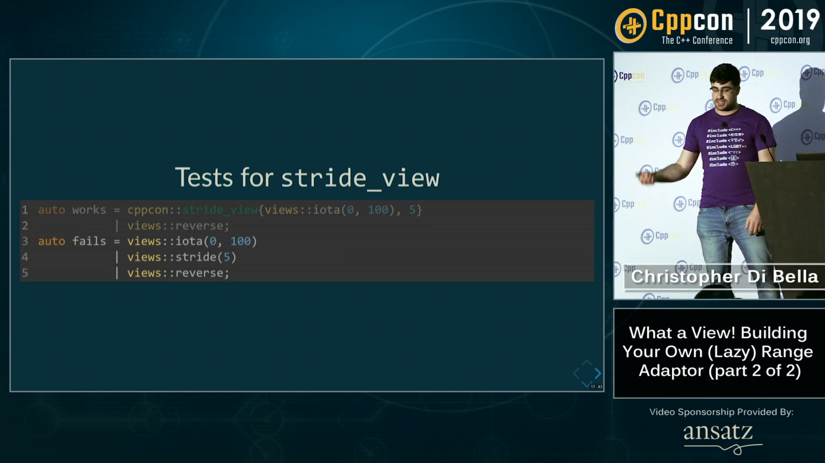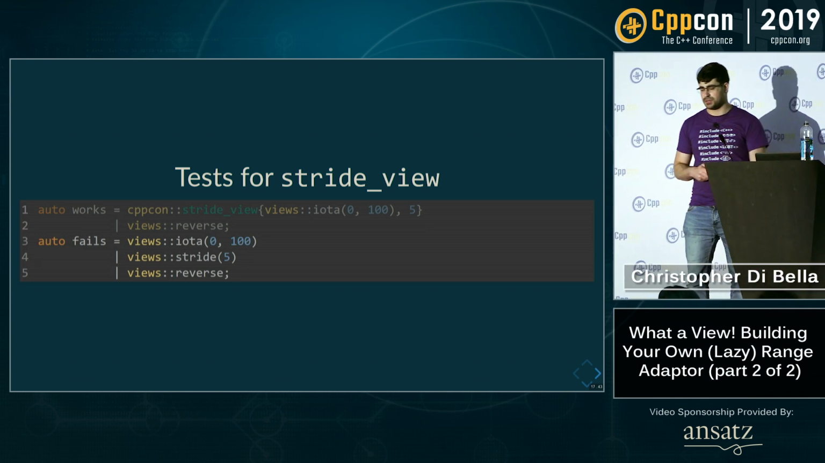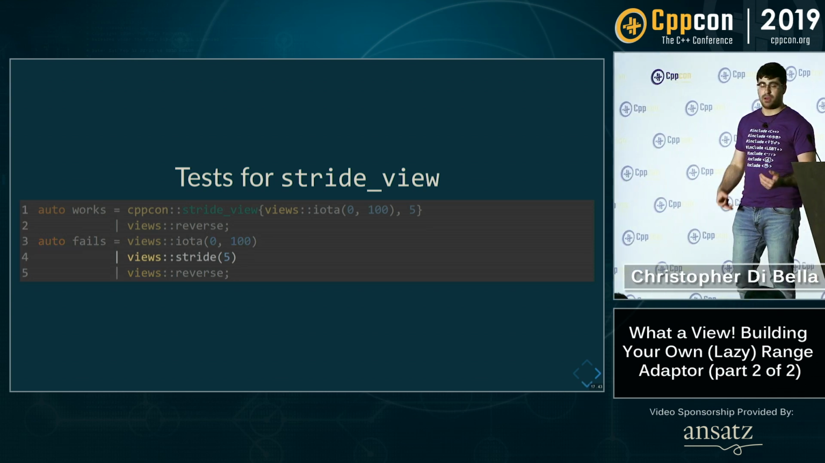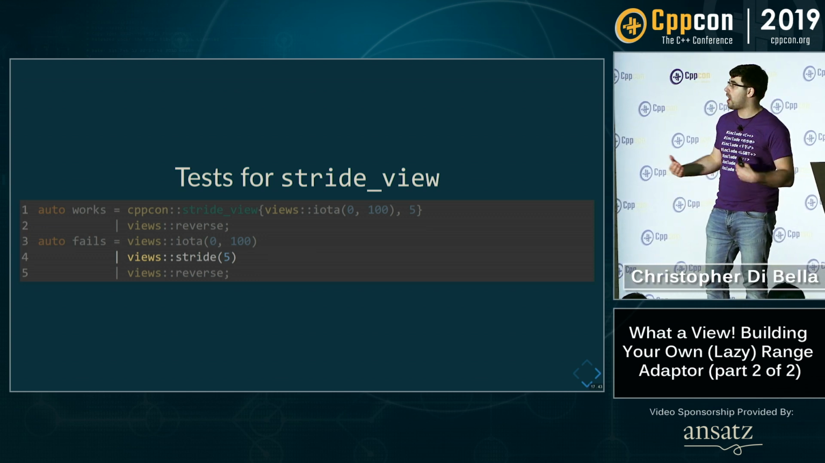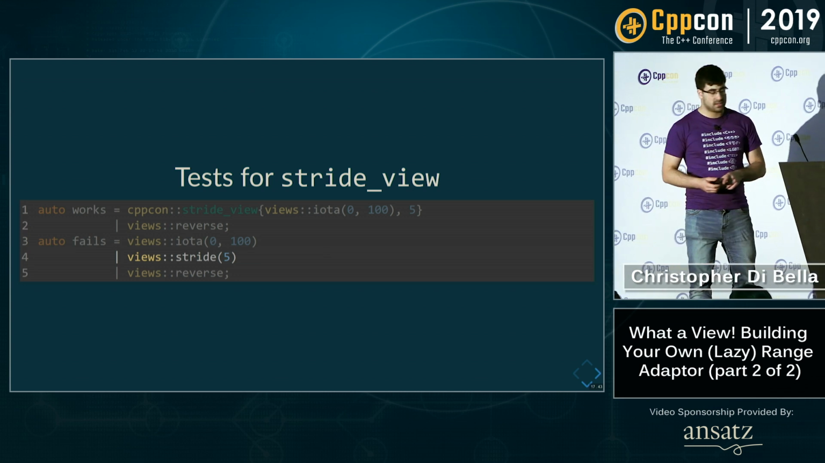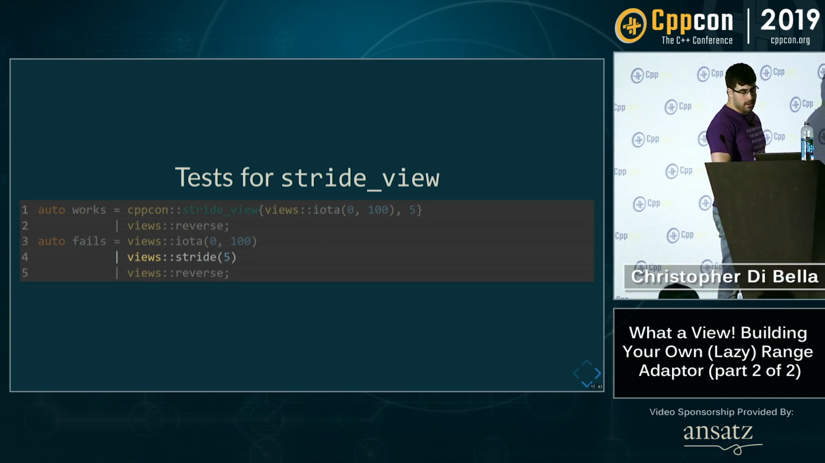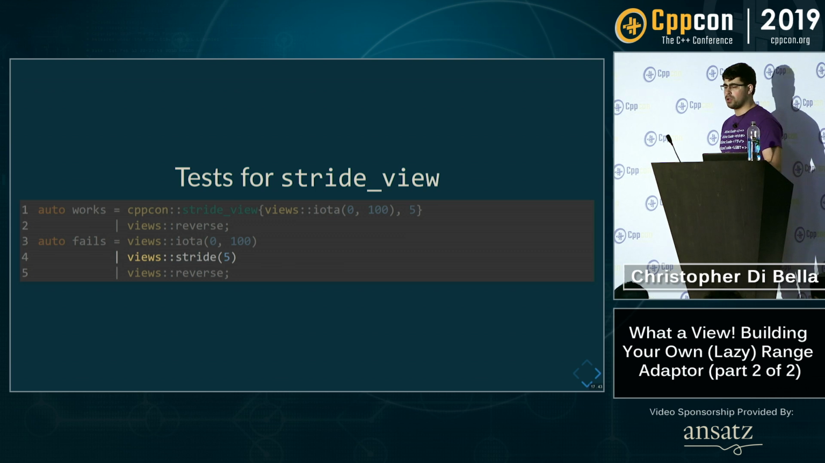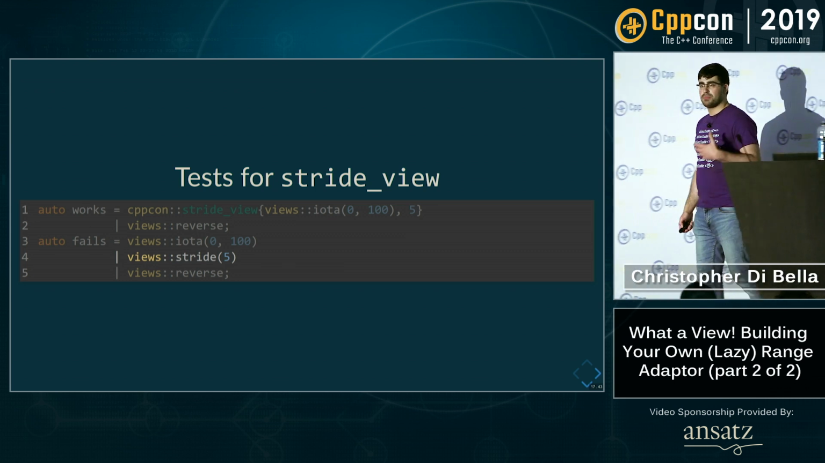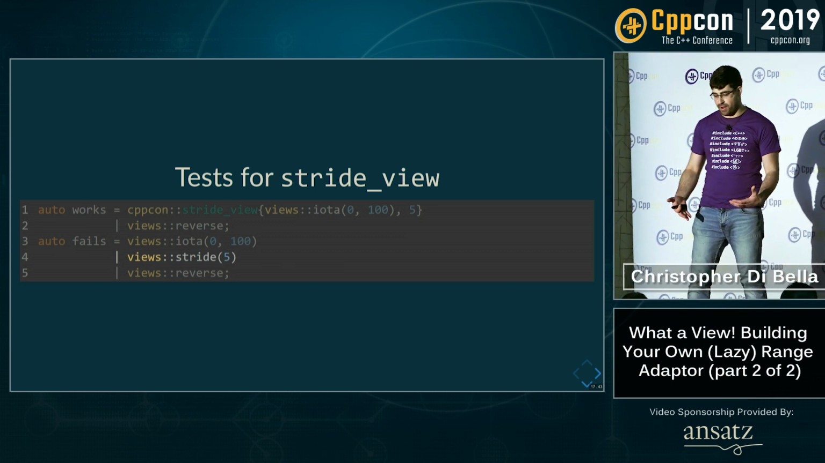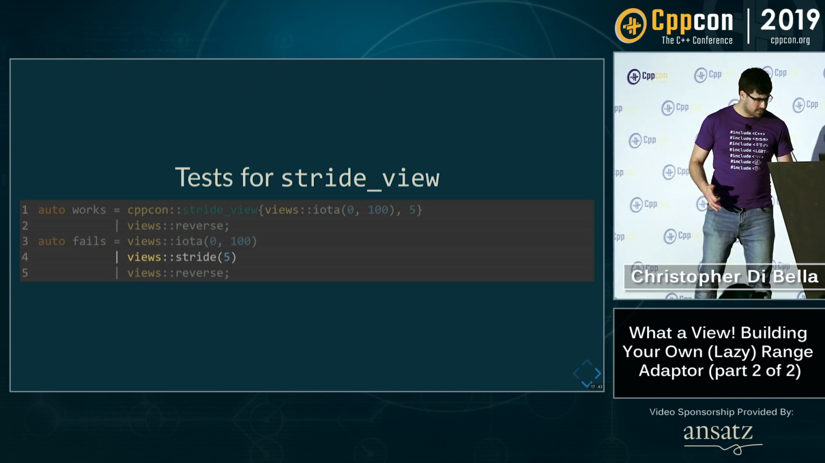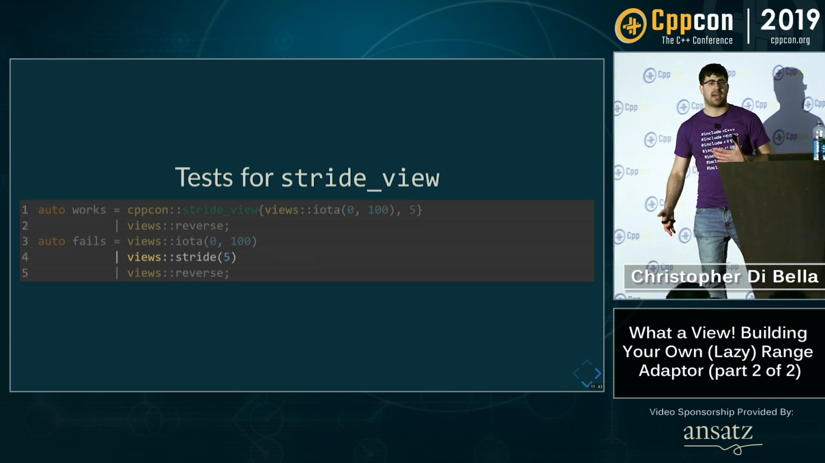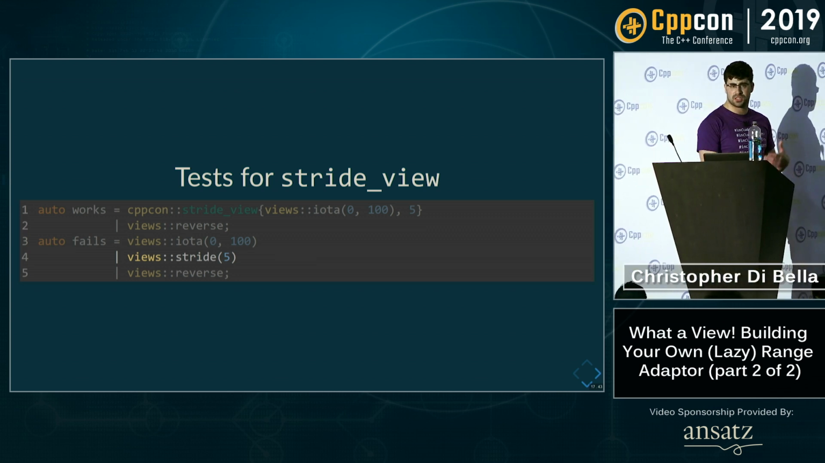Unfortunately, this fails because we can't pipe iota into stride because it doesn't actually understand what a pipe operation is. And so this final section is going to be focusing on how to get that to happen. What is the machinery behind the pipe operation? I'm going to take this as slowly as I can, but if you have questions, please do interrupt me.